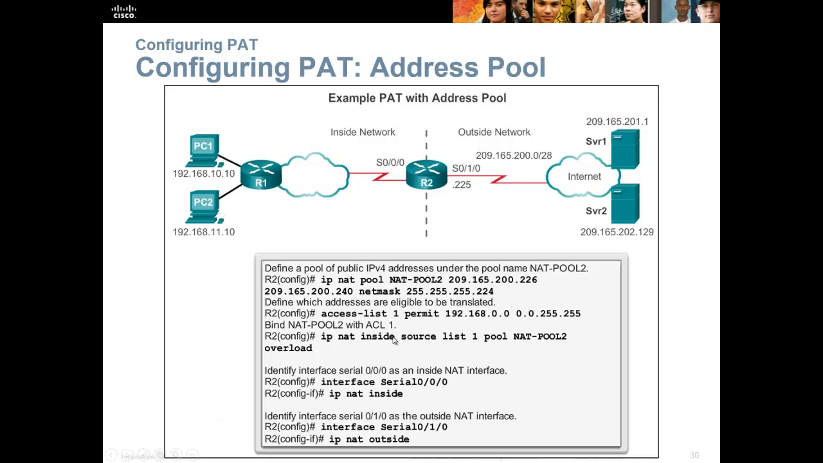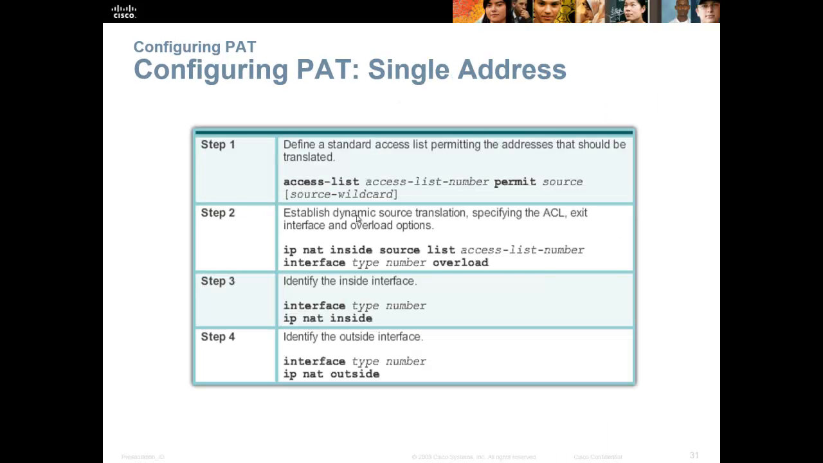The only difference here is you put the word overload, and overload means it can use 1 address more than 1 time. So that's really the big difference between dynamic and PAT with an address pool. With dynamic, each client can only use 1 IP address, so each IP address can only be used once at a time. With PAT, with an address pool, each IP address can be used multiple times. Again, I've never seen anybody using this.